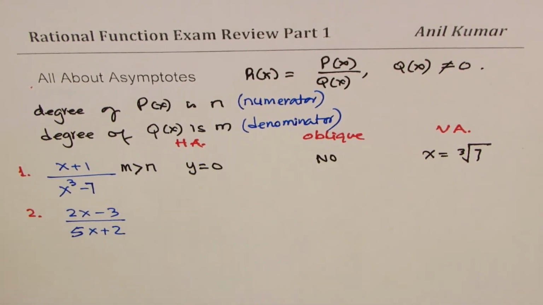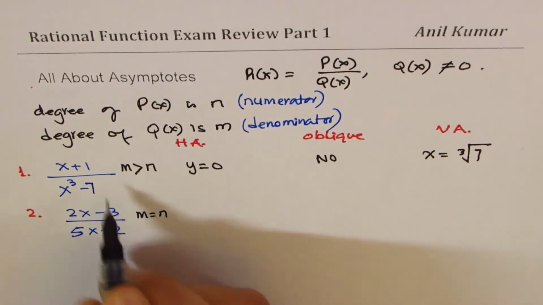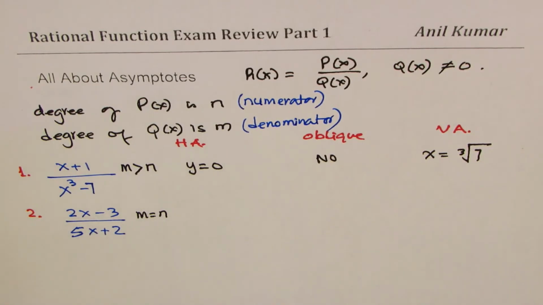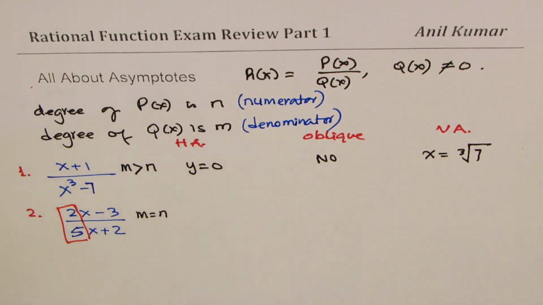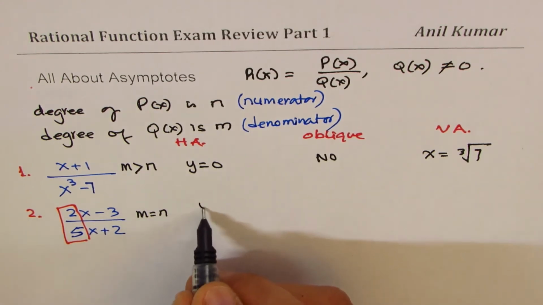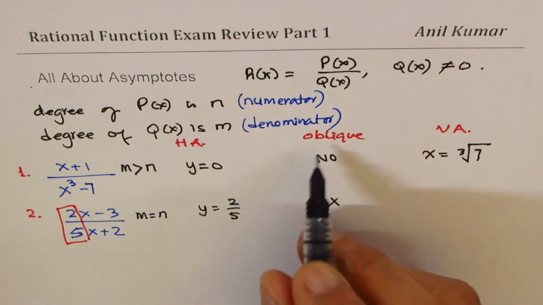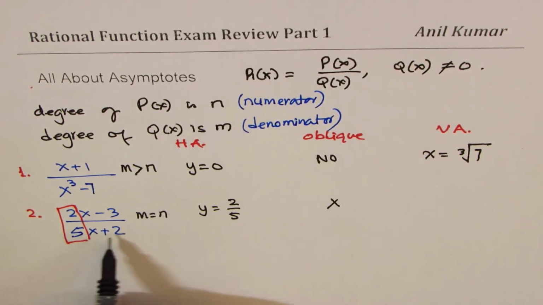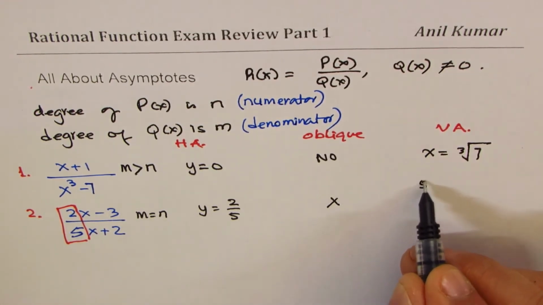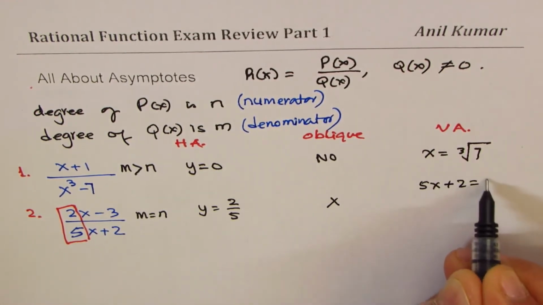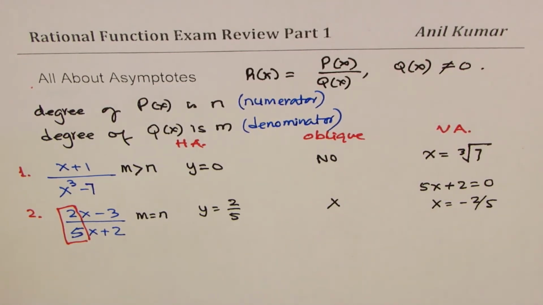Let us say, right? So in this case, what we see is that degree of both numerator and denominator is same. In that case, the horizontal asymptote is ratio of this. So we could write this as y equals to 2 over 5. And when you have horizontal, you do not have oblique asymptote. However, you will have vertical asymptote where we equate 5x plus 2 equals to 0. So we get x equals to minus 2 over 5. Is that clear?